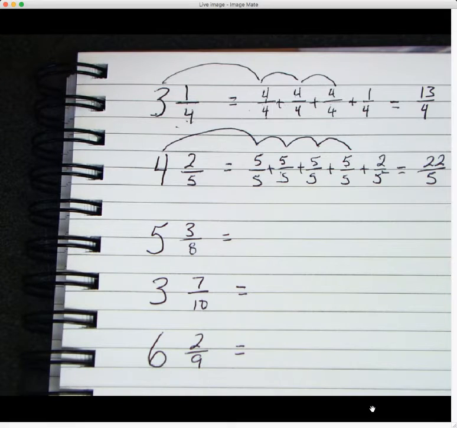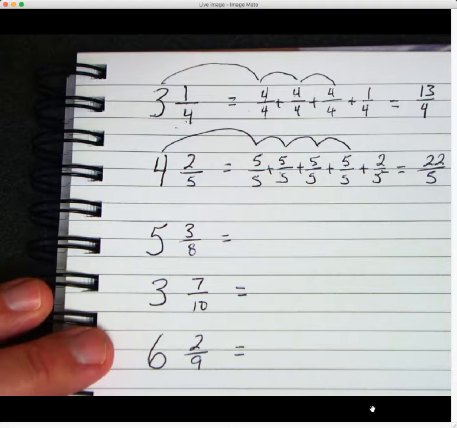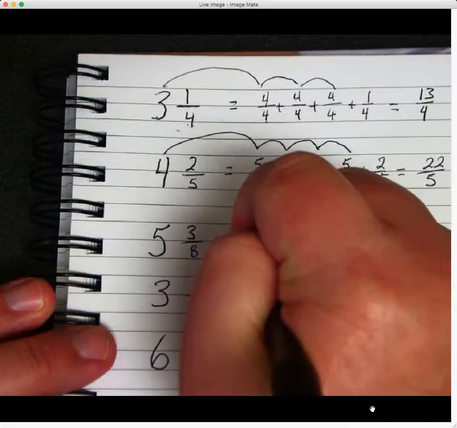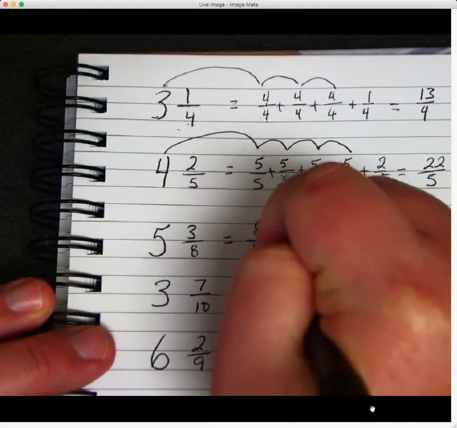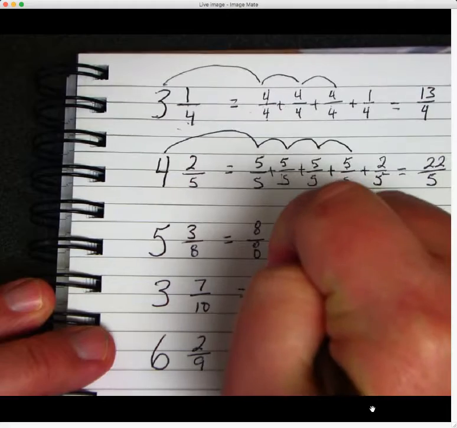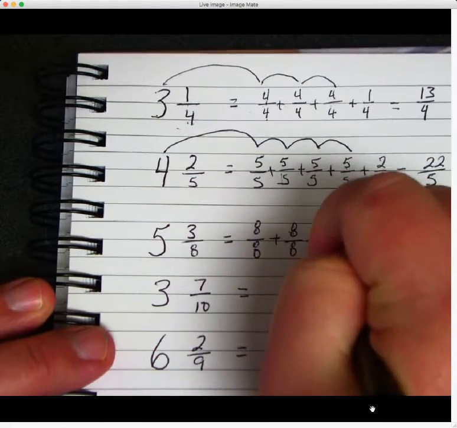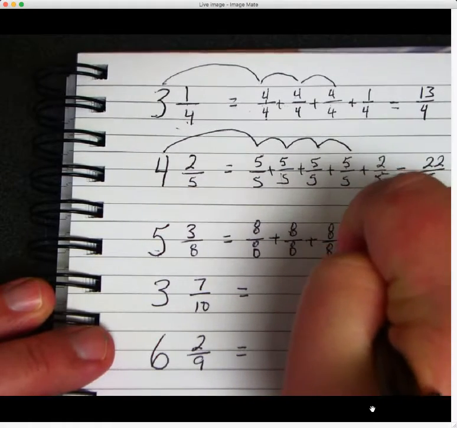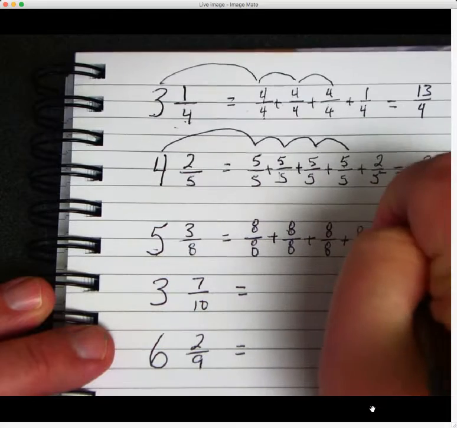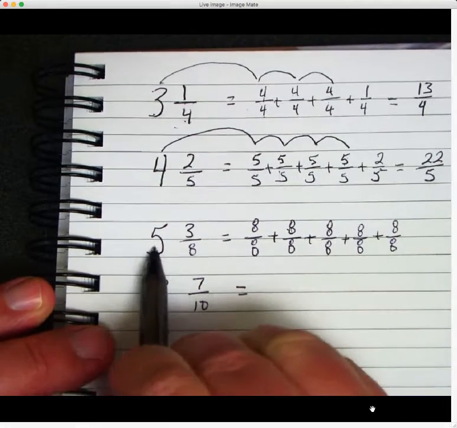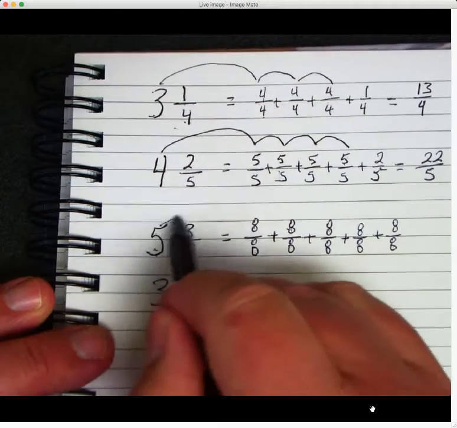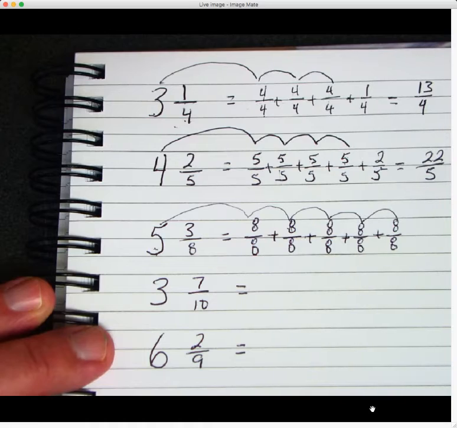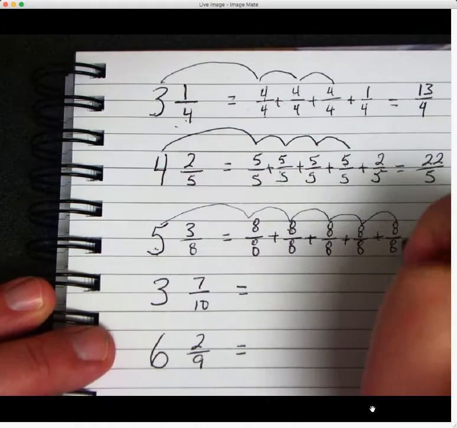One more this way. All right, 5 3/8. We're dealing with eighths, so I need to make 5 whole numbers in eighths. So 8/8 would be 1, plus 8/8 would be 2, plus 8/8 would be 3. I'm making 5 of them, plus 8/8 would be 4, plus 8/8 would be 5. So I took this 5 and decomposed it: 1, 2, 3, 4, 5 whole numbers. And then I have this 3/8 left. Got to add that.